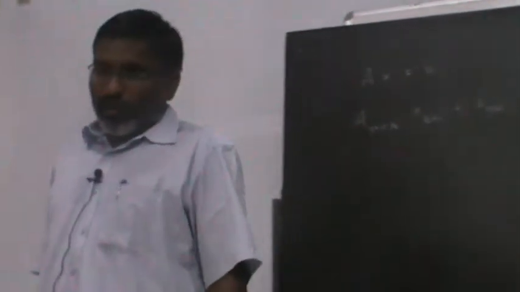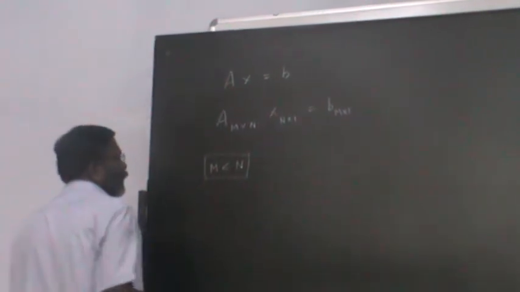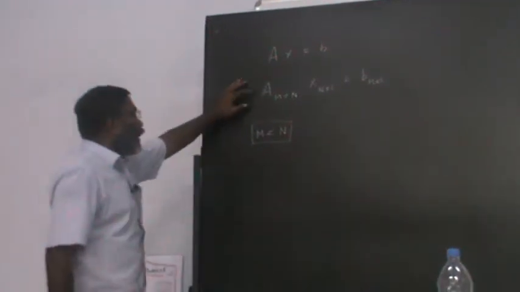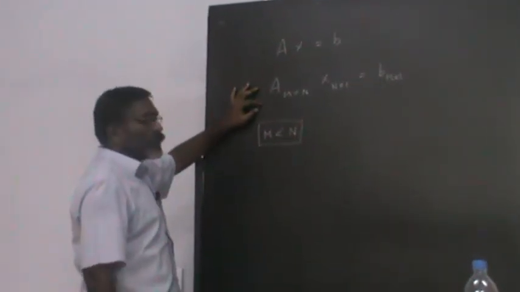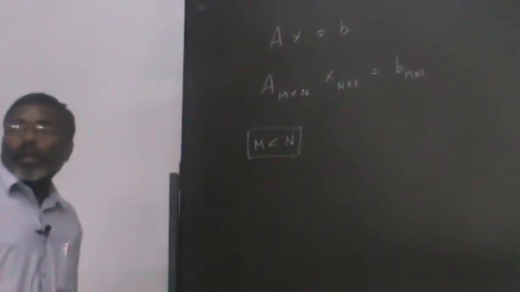One case is M is less than N. Suppose M is less than N, then what happens? That means I have a small number of equations compared to the number of unknowns. I have more unknowns than equations. Then you cannot determine the solution. There exists no unique solution. Correct? So if M is less than N, there exists no unique solution.